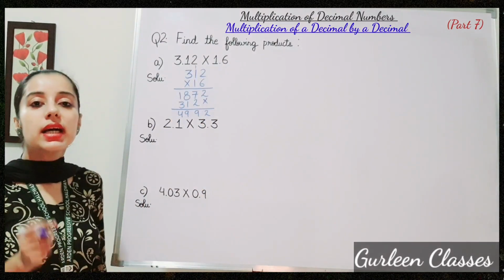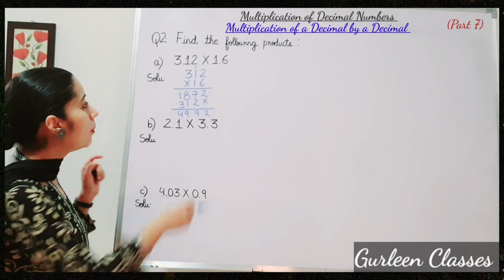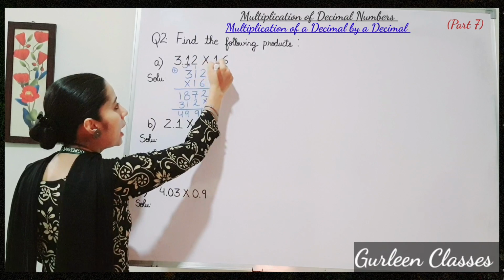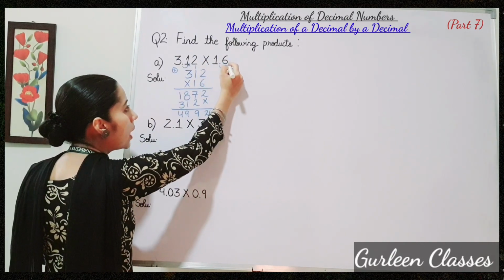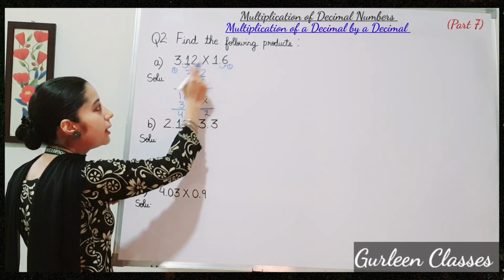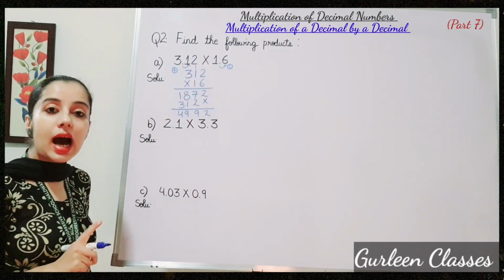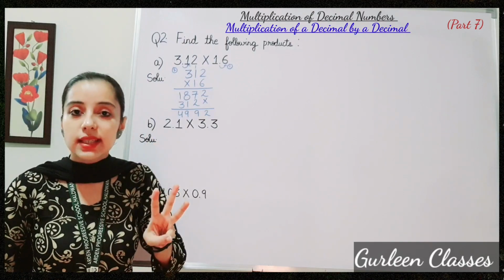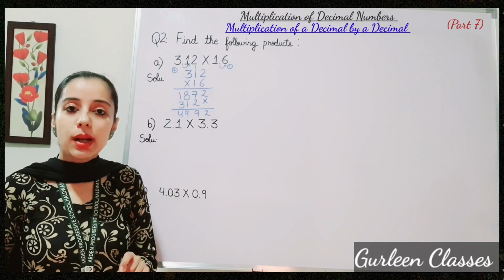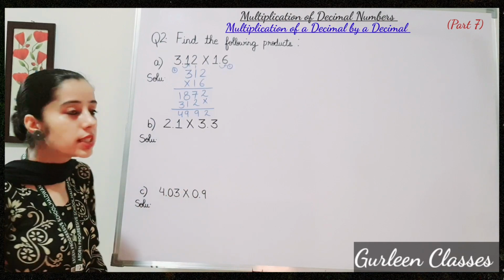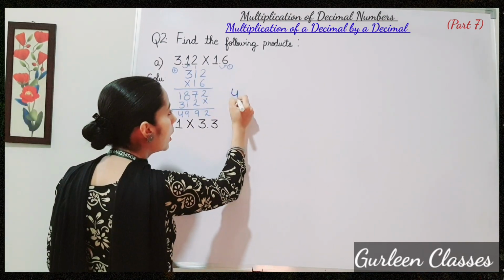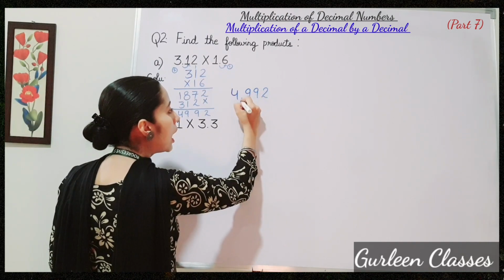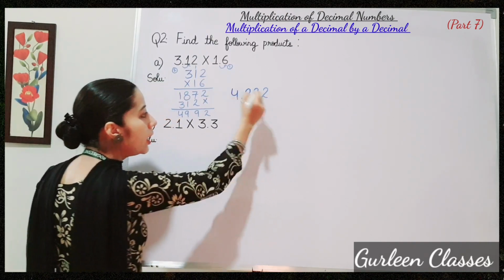Now we have to place the decimal point. How will we do it? Here if you notice, after the decimal point we have two digits, and here after the decimal point we have one digit. So you have to add them. 2 plus 1, 3. After the decimal point: 1, 2, 3. Total 3 digits are there. So you will place the decimal point from the right after 3 digits. So the answer is 4.992. After the decimal point there should be 3 digits.